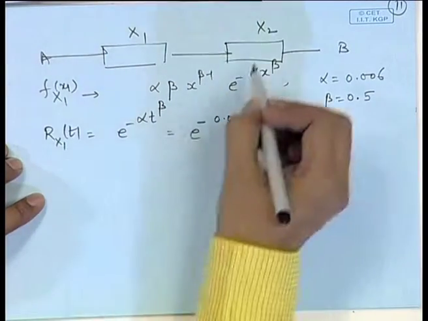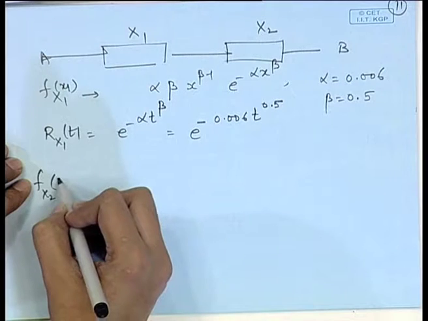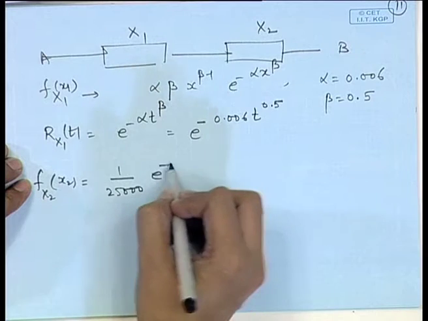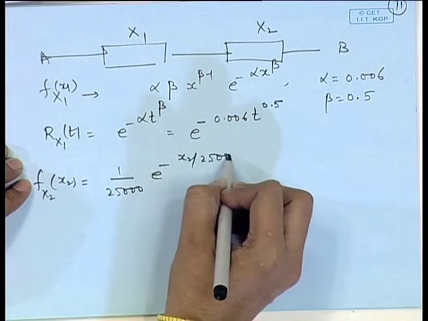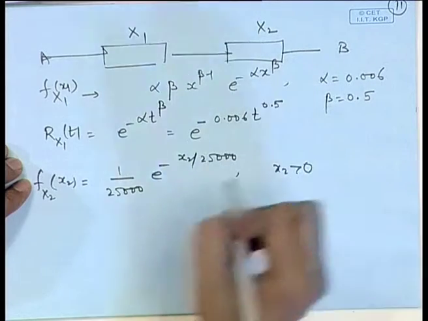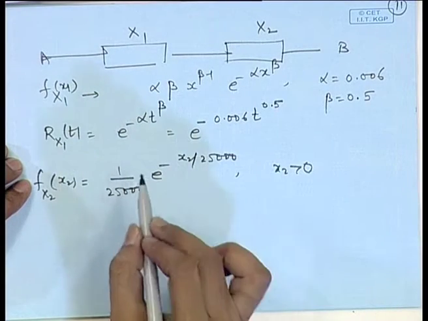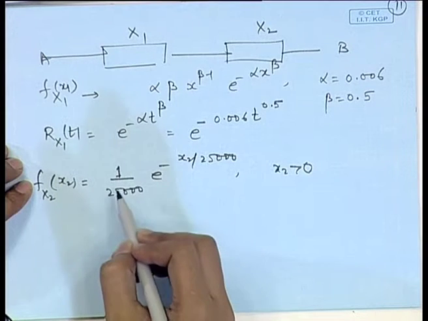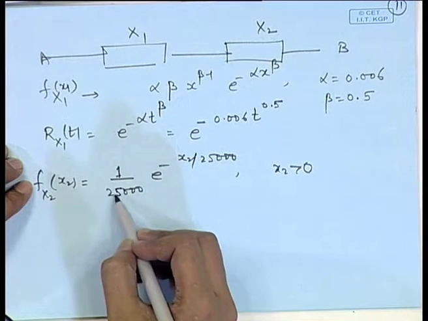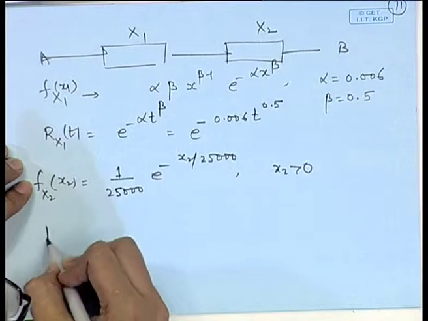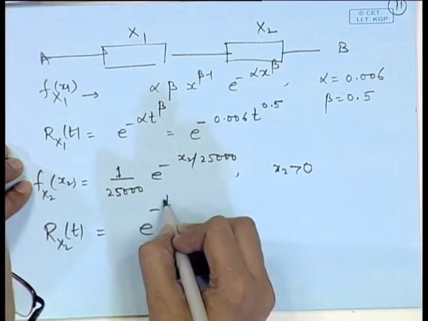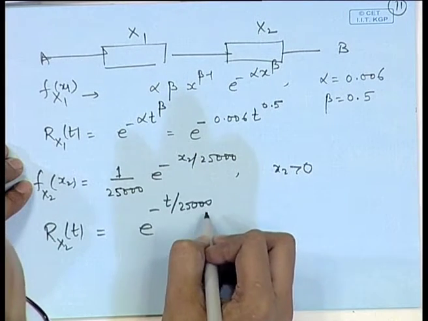If we look at the second component, that is exponential distribution with mean 25,000. The mean of the exponential distribution with density lambda e to the power minus lambda x is 1 by lambda. So, the density function will become 1 by 25,000 e to the power minus x by 25,000. So, the reliability of this is e to the power minus t by 25,000.